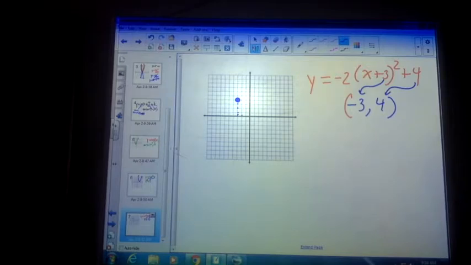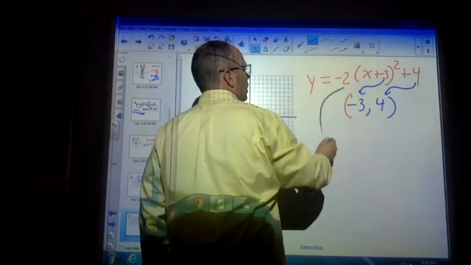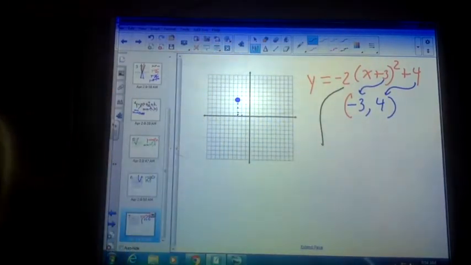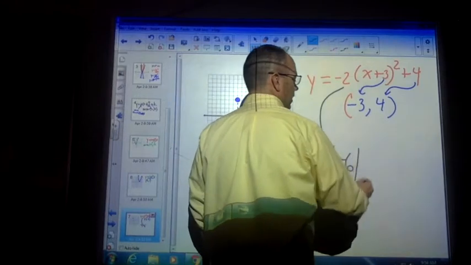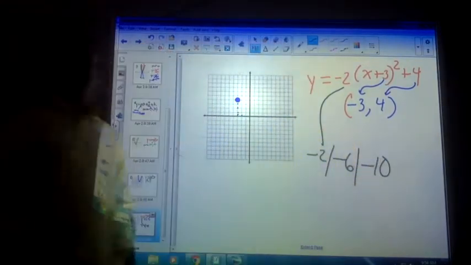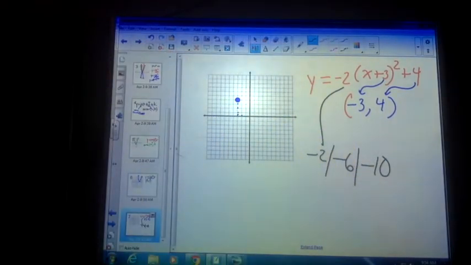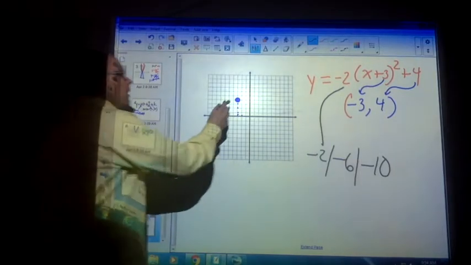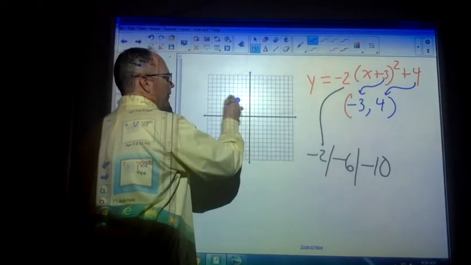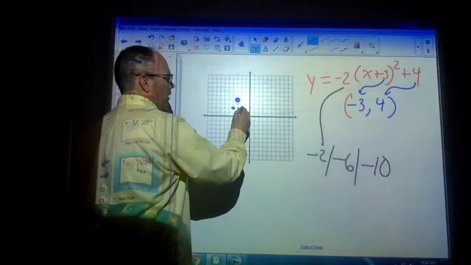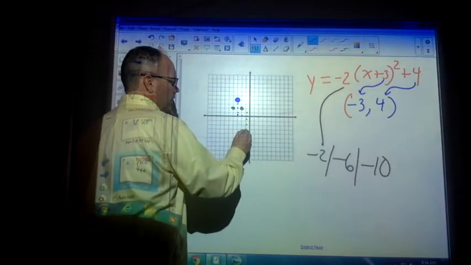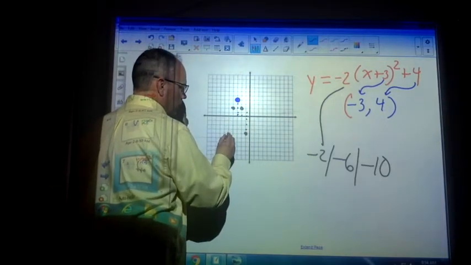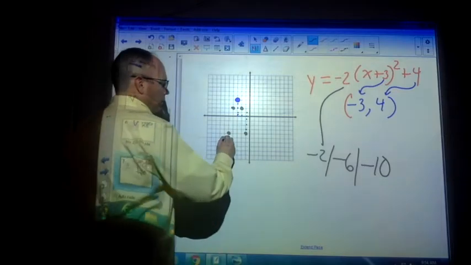Now, what does that -2 out front do? It's not going to graph as 1, 3, 5. It's going to graph as what? -2, -6. Does that make sense? So this is opening downwards, right? All right, so I'm going to go right 1 down 2, left 1 down 2, right 1 down 6, left 1 down 6, and then down 10 is going to be way too far.